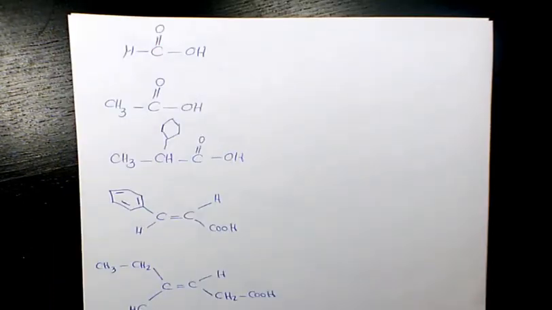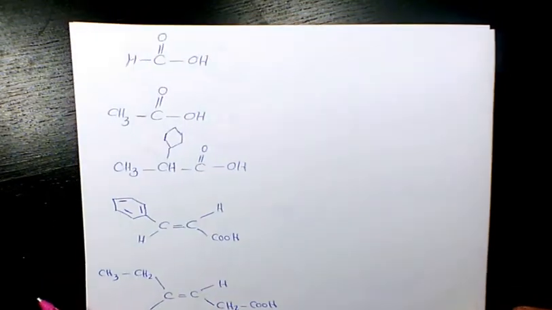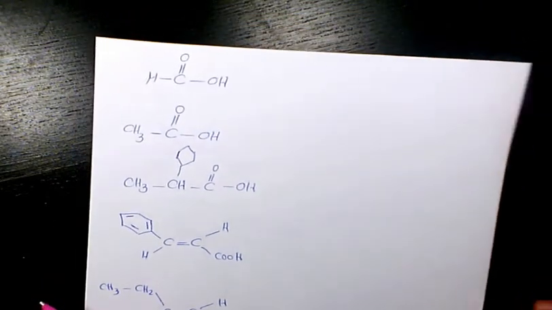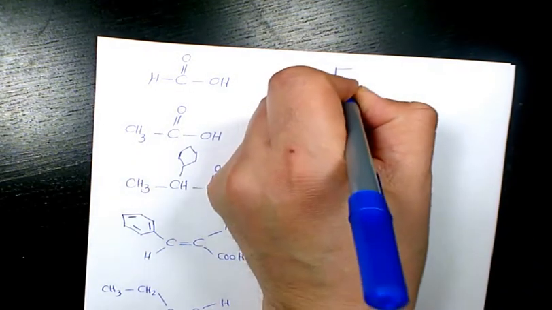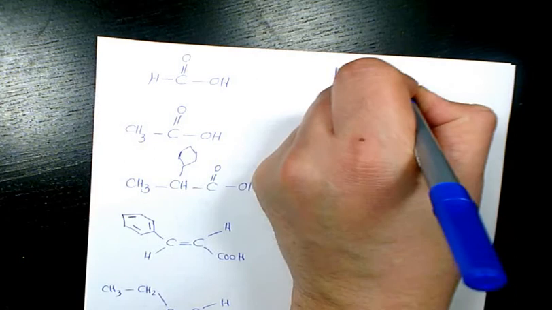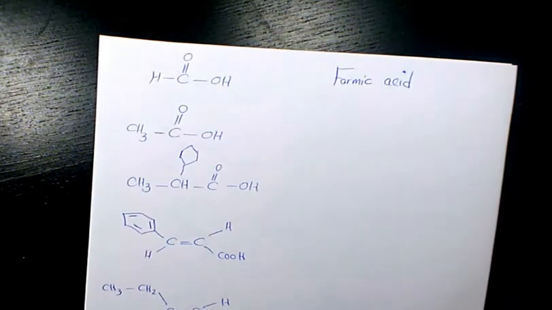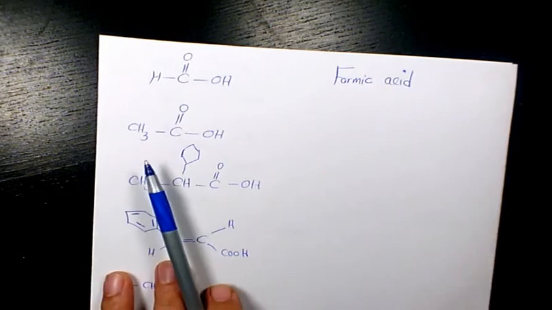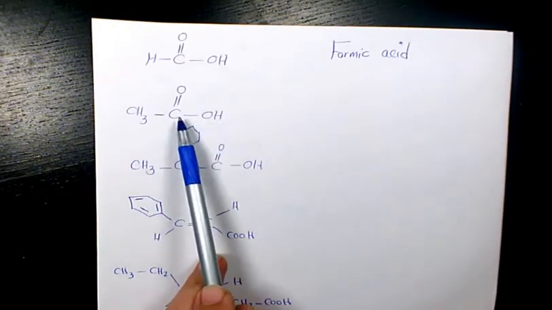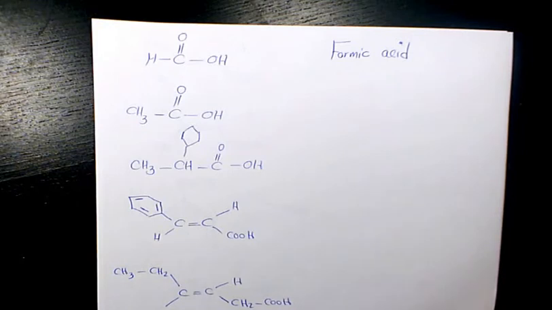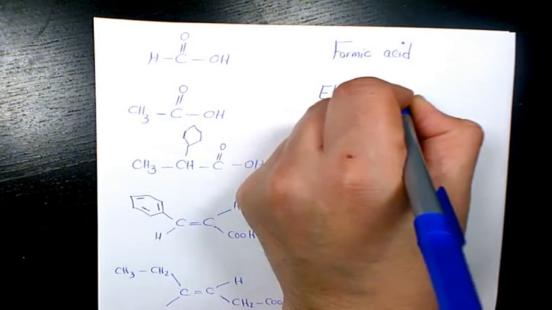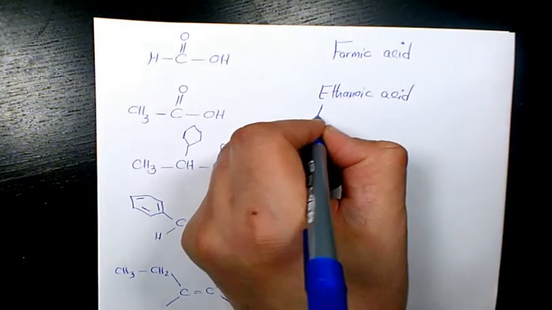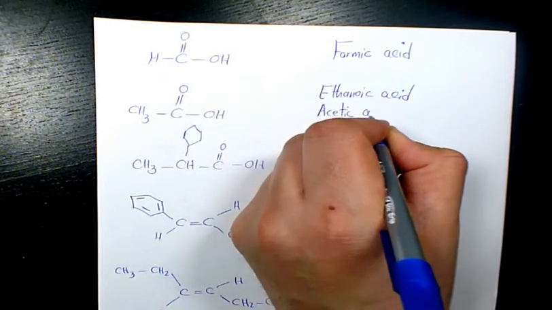What about this molecule? This is the smallest organic acid, and that's one of the smallest organic molecules, and we call it formic acid. It comes from methane, so we call it formic acid. Then the next one is going to be this one that's coming from ethane. We have 2 carbons, and we call it ethanoic acid, which we can also call acetic acid.